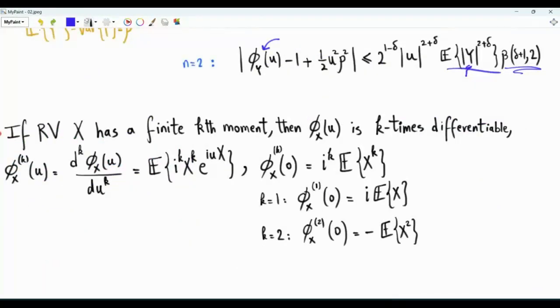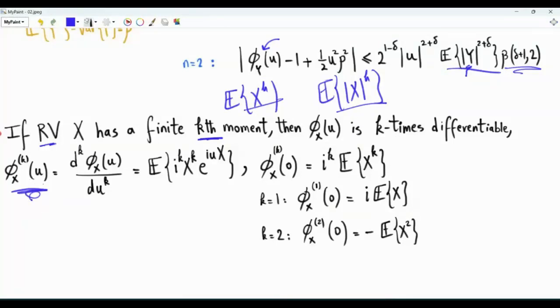Is the characteristic function differentiable? It turns out that this depends on the moments of the random variable x, whether they are finite or not. So we have the following very important theorem. If the random variable x has a finite kth moment, this means that the expectation of x to the k, the expectation of the magnitude of x to the k, those are finite numbers. In this case, the characteristic function is k times differentiable. So we can differentiate the characteristic function k times.